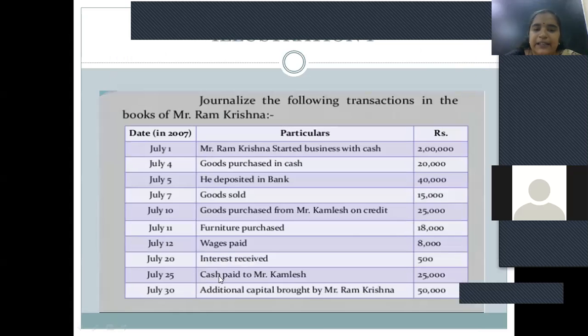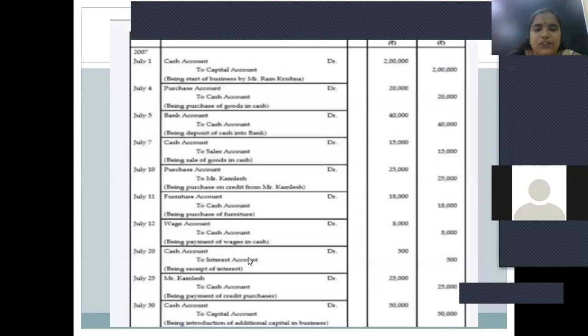Then last but one, cash paid to Kalmesh. Remember, here we had purchased some goods from Kalmesh on 10th July. Now we are paying it on 25th, that is 25,000. So we are paying cash to Kalmesh. Now Kalmesh is receiving cash. It is a personal account. So Kalmesh account is debited with 25,000 and cash is going out of the business. So debit the receiver, credit what goes out. It is 25,000 debit and credit. So being payment made for credit purchases.